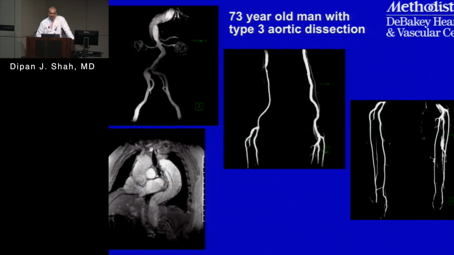This 73-year-old man comes in with a type 3 aortic dissection. All right. And you can see on the cine images here a dissection flap, right? And these are now MRA images, angiograms. So the interest obviously is not so much this area, but the lower extremities. What do you think about the lower extremities in this case?